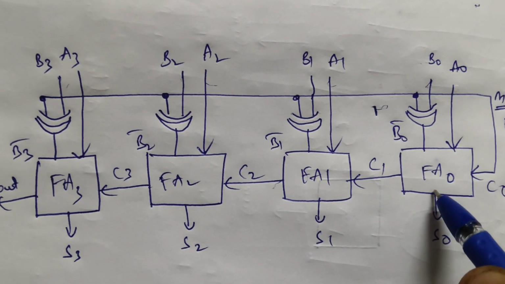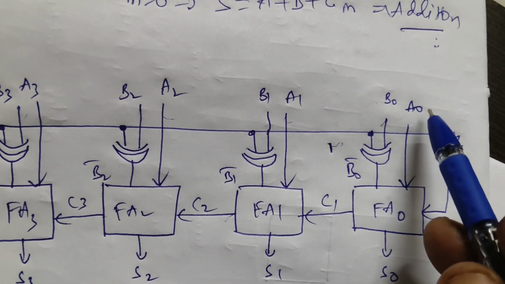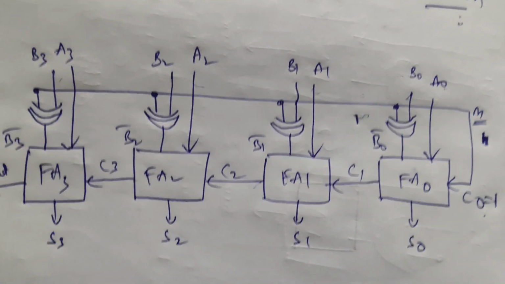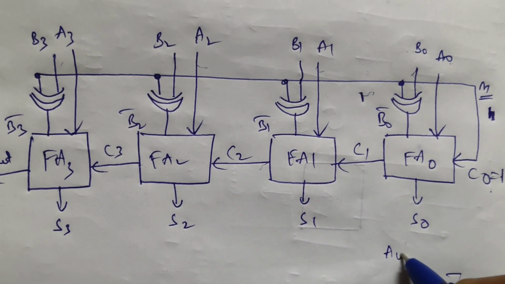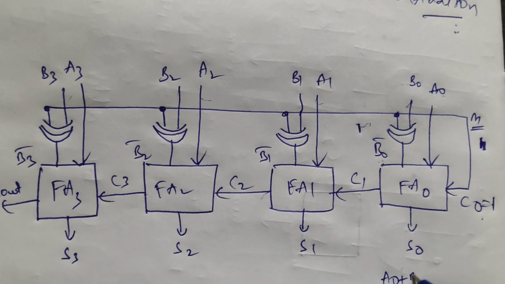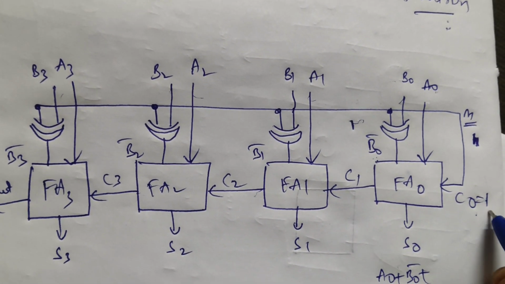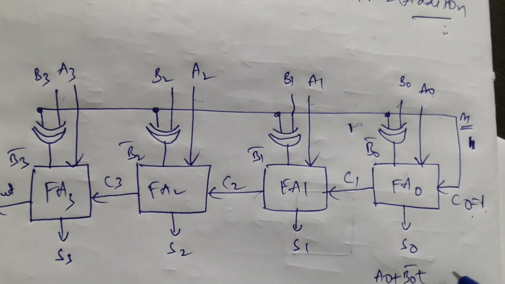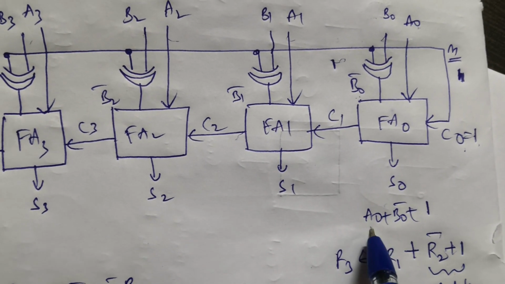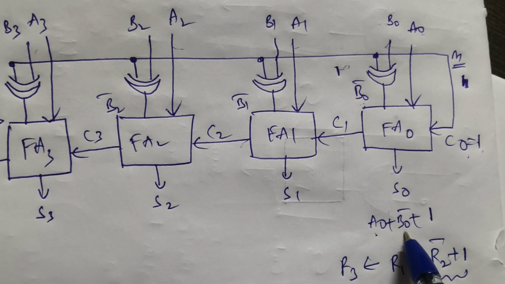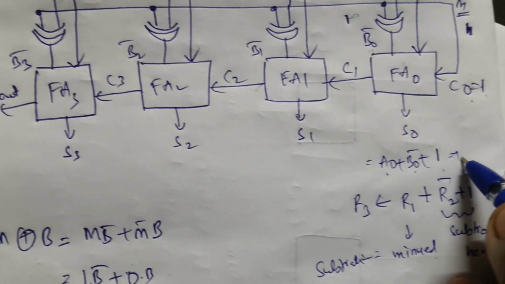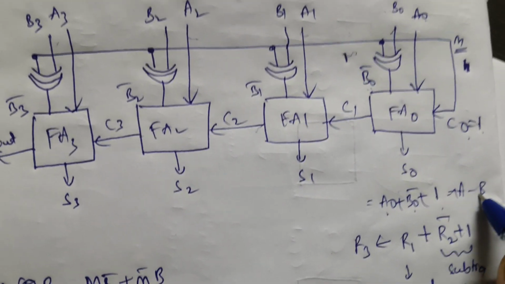Here the full adder simply adds the 2 bits, the A bit information and this B naught bar information, with a carry. So what is S naught here? A naught plus B naught bar, plus the carry. What is the carry here? M is 1, right? So what is this information? Register 1 information, R2 is complemented and 1 is added, which is simply a subtraction of A minus B.